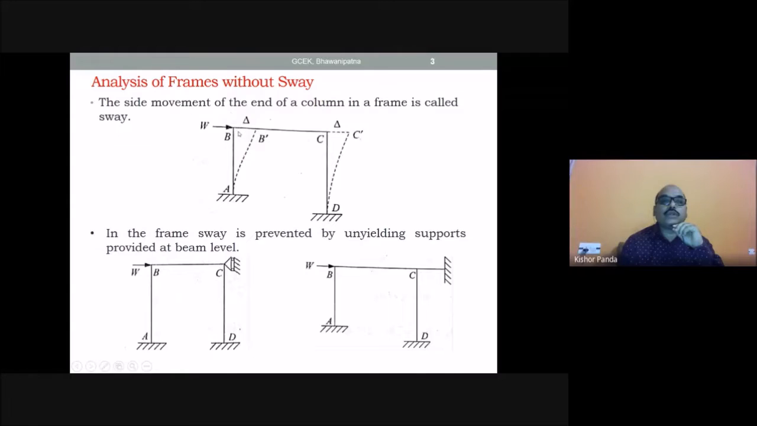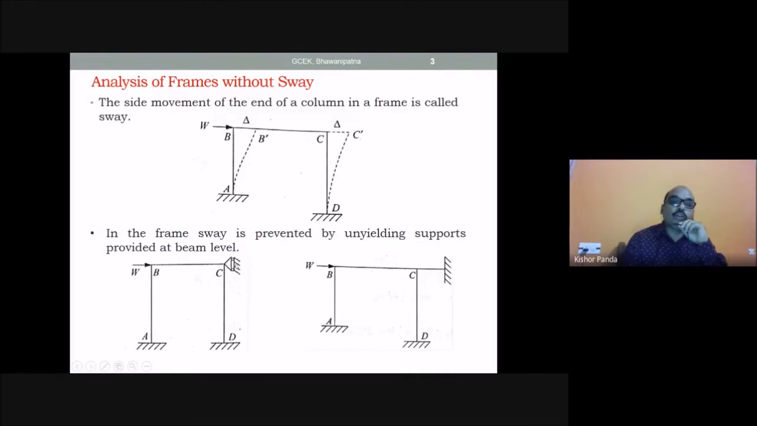Due to this loading, this distortion takes place. So here you see the end of the column. The end of one column changes to B dash, and the end of the other column changes to C dash. What is the displacement at the top of the column? Delta and delta. So this is the displacement that takes place in the case of a sway frame.